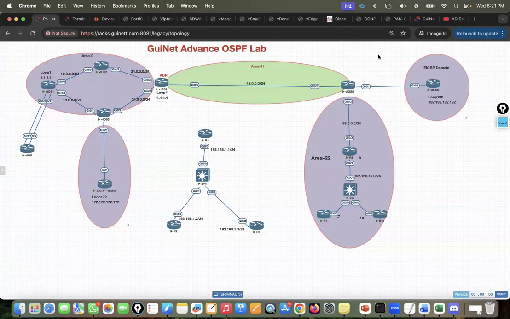Now we have to talk about the LSAs, OSPF LSAs. What are the different LSAs we have, how is LSA going to work, and what is the role of the LSA? Because we have a good fundamental understanding.